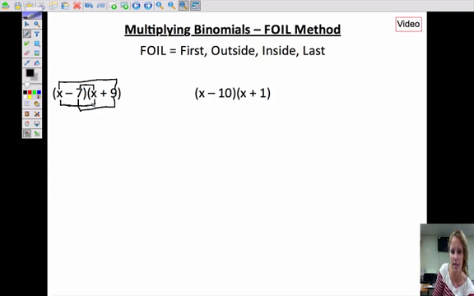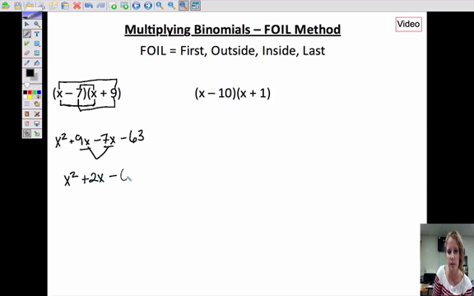So when I do the first, that's x times x. That's going to give me x squared. Then I'm going to do the outsides. X times 9 gives me 9x. Then I'm going to do the insides. Negative 7 times x gives me negative 7x. And then I'm going to do negative 7 times 9. And so I have a negative times a positive. That gives me negative 63. Now, am I reduced here? No. I need to simplify. I need to add like terms. So I have x squared, and then 9x minus 7x is 2x, minus 63.